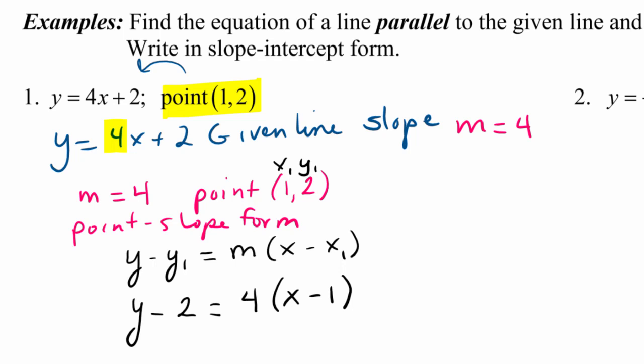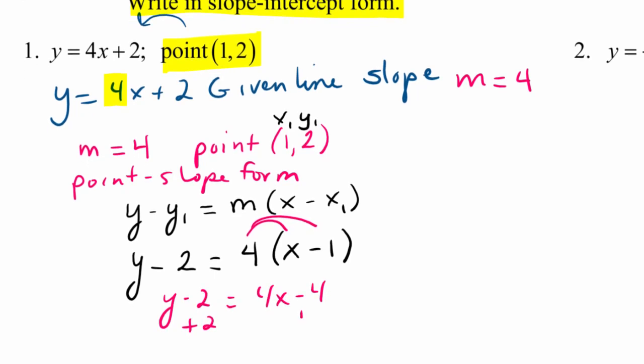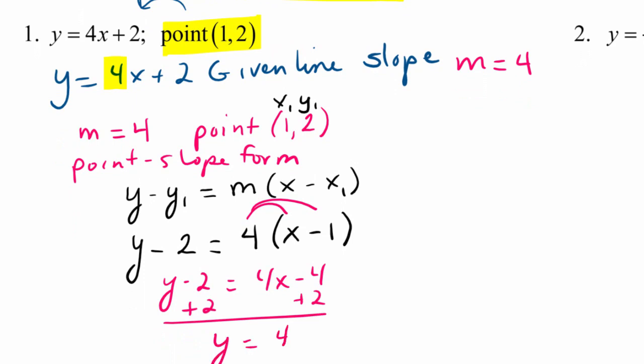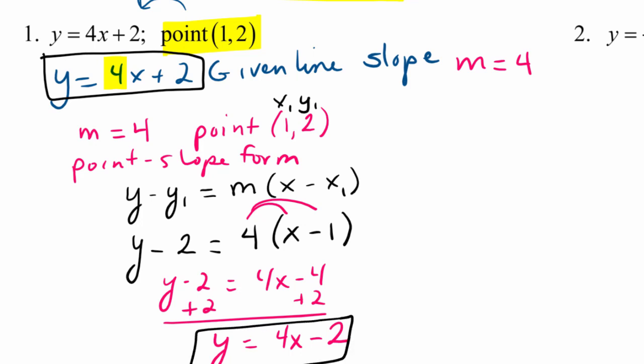Okay, we're going to continue, because we have to keep simplifying since they asked for our answer to be in slope-intercept form. So we'll distribute: 4x minus 4, and then we'll add 2 to both sides. And so now we get y equals 4x minus 2. And we're going to check this with a graph. I just want you to see that these two lines, the original line, y equals 4x plus 2, and our line, y equals 4x minus 2, are actually parallel.